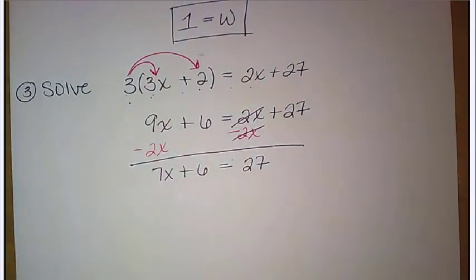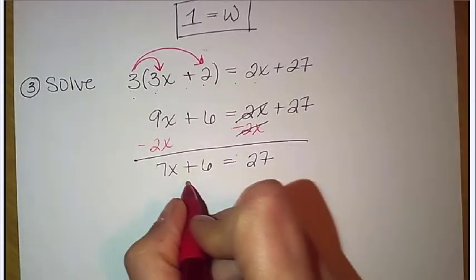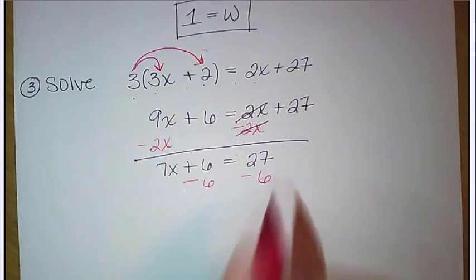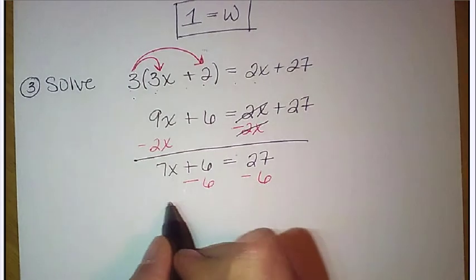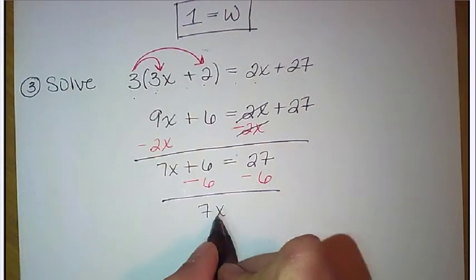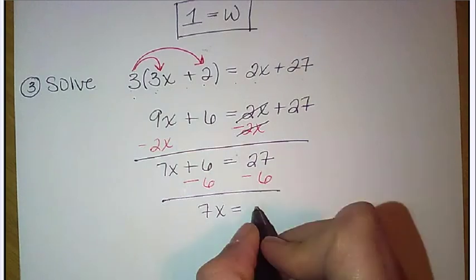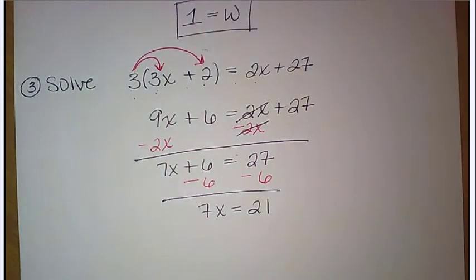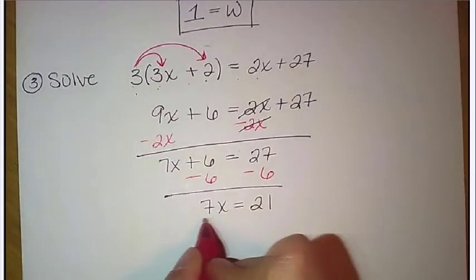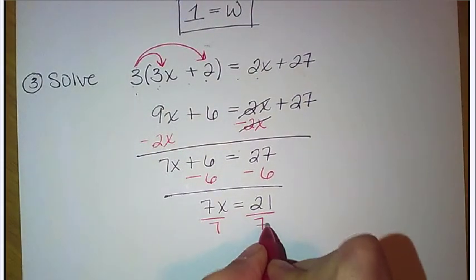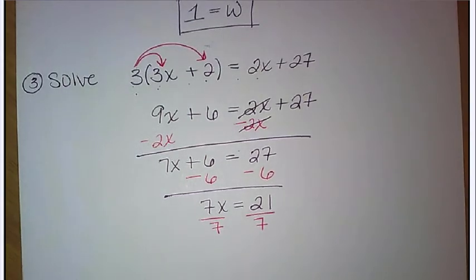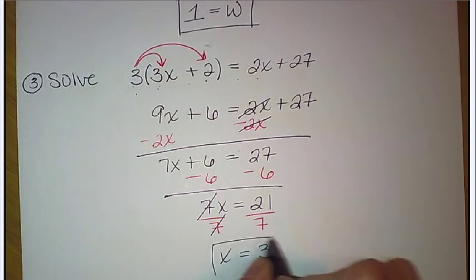So now we need to move our 6 because we've got all of our x's together on the left-hand side. So we're going to move our constant out of the way, and we're going to subtract that 6 from both sides. So 7x equals 27 minus 6, which would be 21. And again, we're down to our very last step, and that's going to be that we're going to divide both sides of our equation by our coefficient of x, which is 7. Our 7s are going to cancel, and x is going to equal 3. And there's our answer.